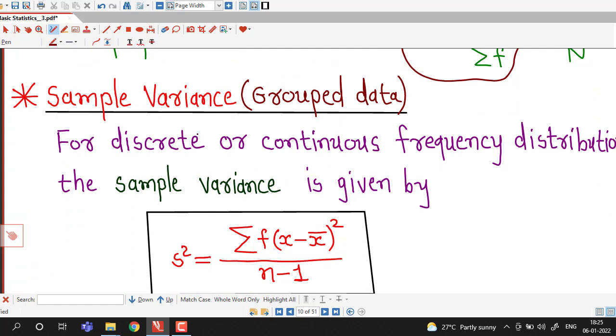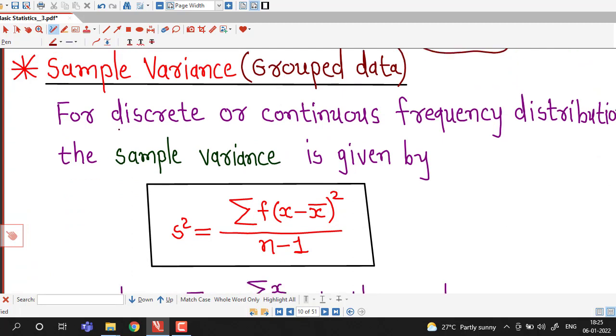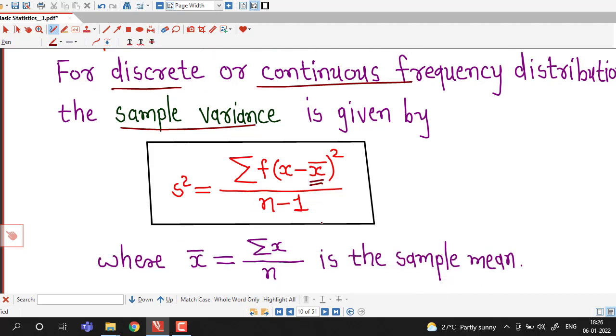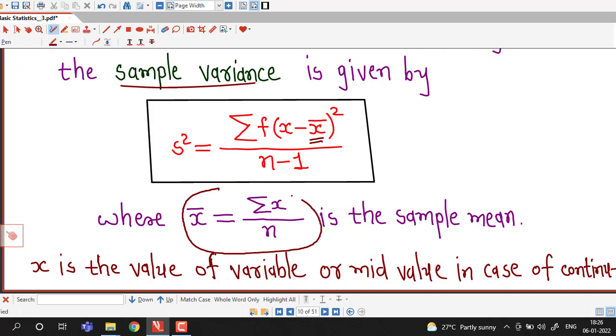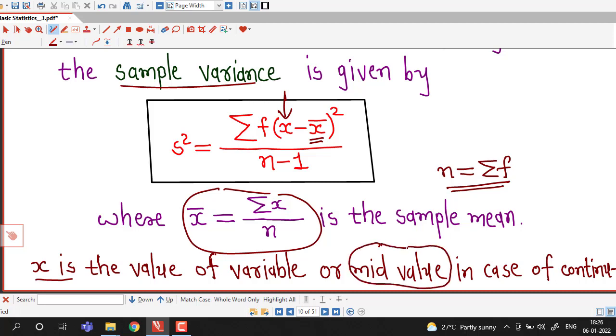Similarly, the definition for sample variance for grouped data. For a discrete or continuous frequency distribution, sample variance is given by this formula: s square equal to sigma f times (x minus x bar) whole square divided by n minus 1, where x bar is the sample mean given by x bar equal to sigma fx divided by n. In case of a frequency distribution, n will be equal to the sum of all the frequencies. And if we have classes, x is the mid value of the classes; otherwise x is the value of the variable.